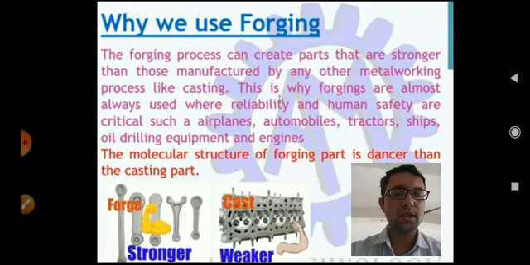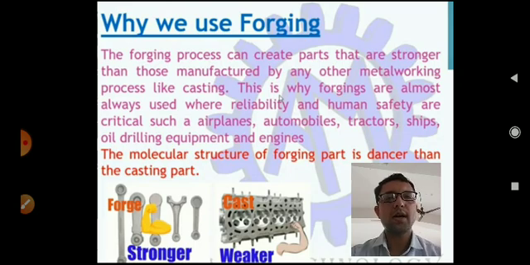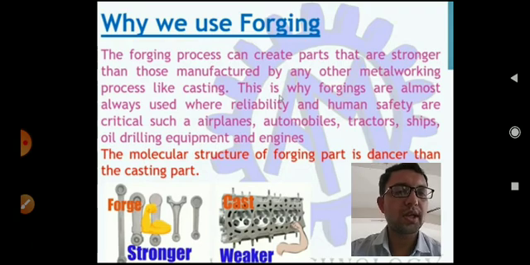as compared to any other process. Here there is an example of casting: the forged components are much stronger as compared to the cast components. Okay, so a cast component is weaker. Whenever a connecting rod is manufactured with the help of casting, you make a die and pour the molten metal and we will get the shape of the connecting rod, but it is not as strong as compared to forging.